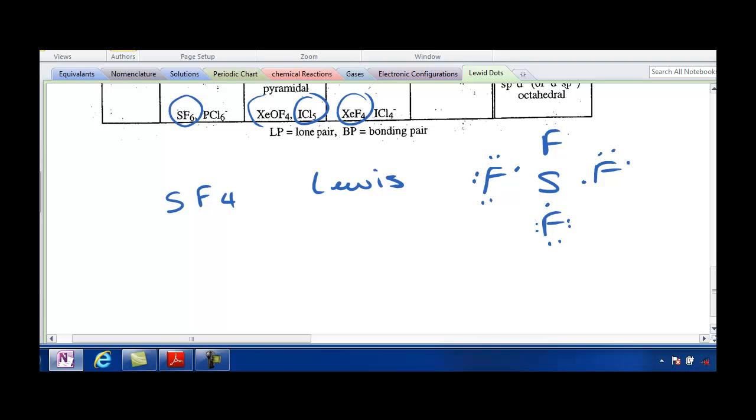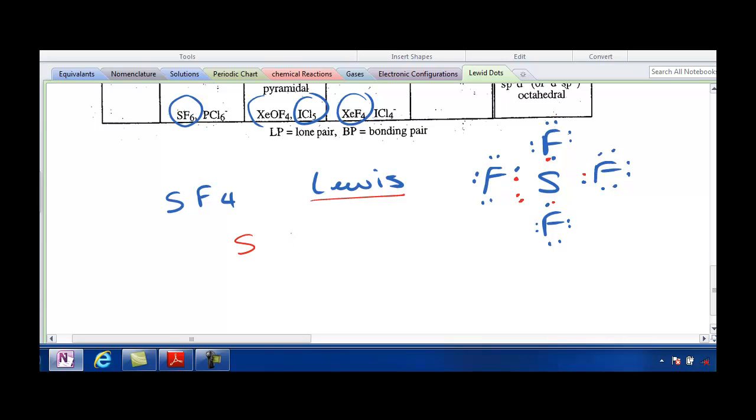Fluorine is group 7, so it has 7 dots. 2, 4, 6, 7. And sulfur. How many does sulfur bring? Look in your chart. Sulfur 6. I'll make sulfur red. 1 for you, 2, 3, 4, and then what? 5, 6. So wherever you have a little room, just put another pair, because you need to draw Lewis.